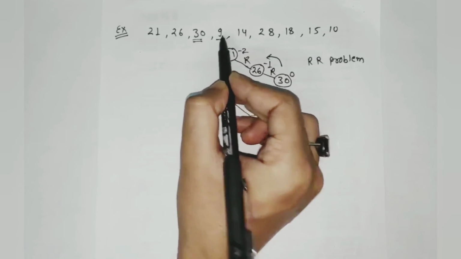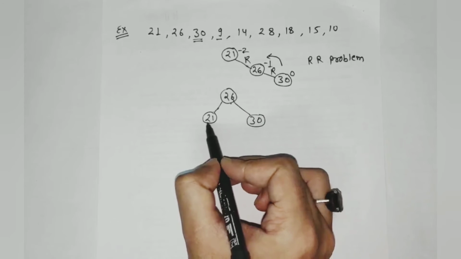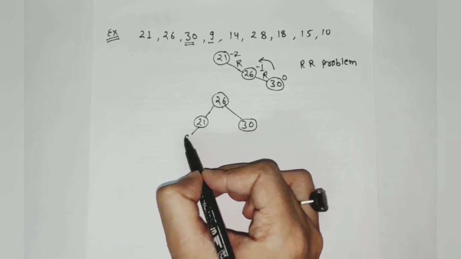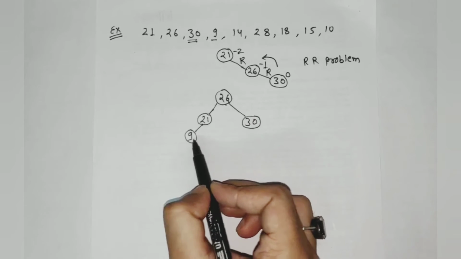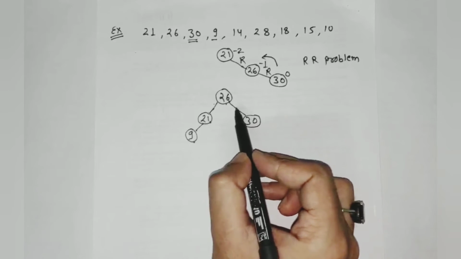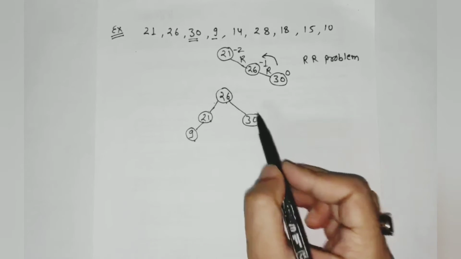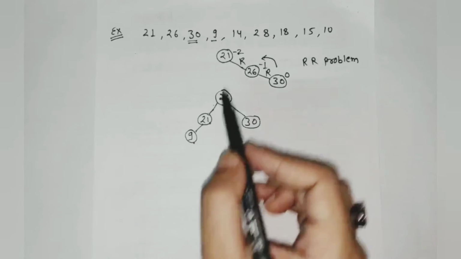Now we need to insert 9. So 9 is less than 26 and less than 21 also. So 9 will be here. Again we will check the balance factor. So balance factor of this node is 0. This node is 1. This node is 1, 2, minus 1. So it is 1 and for this node is 0. So currently it is an AVL tree.